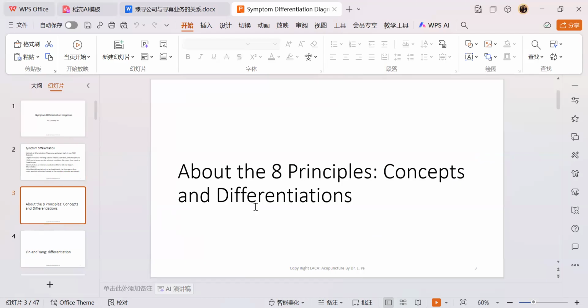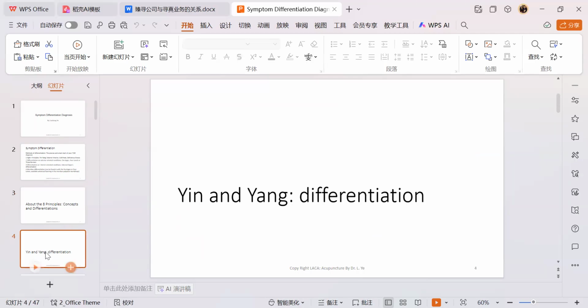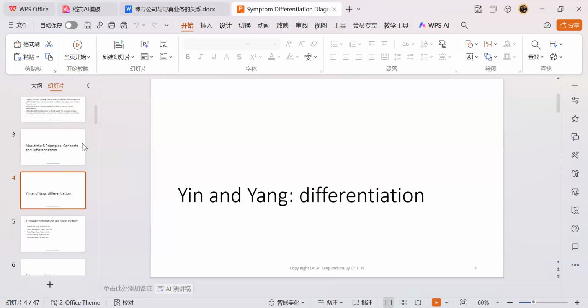So therefore, now it's about the A principle, the concept and differentiations. Yin and yang, there's the first. So in the A principle, you have four pairs of differentiation. One is yin and yang.